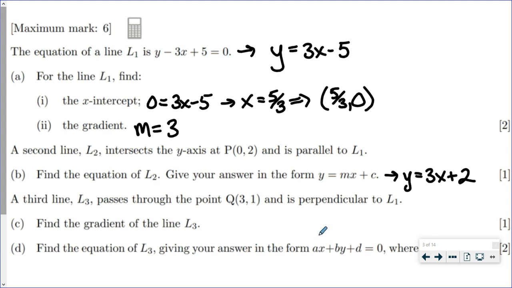A third line, L3, passes through the point Q, coordinates 3, 1, and is perpendicular to L1. Find the gradient of the line of L3. So perpendicular is our opposite reciprocal, right? So if my original slope of L1 is 3, then my slope of L3 would be -1/3.